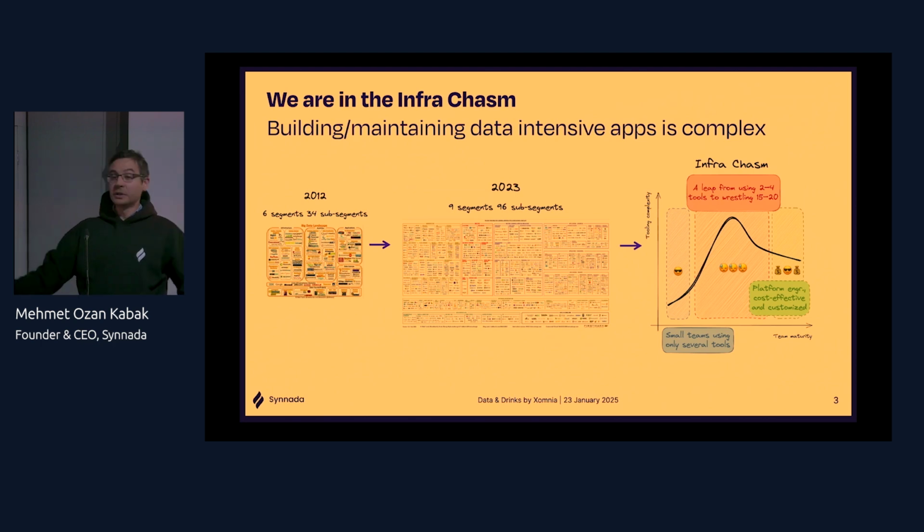So this is, I think, a good example of why we need to do this. This is from Matt Turck's Data and AI Landscape. If you look at the tooling in 2012, we had a lot of companies doing a lot of stuff.